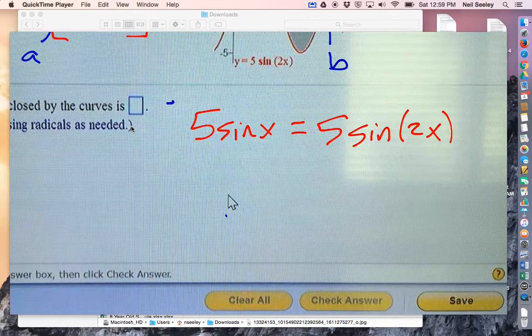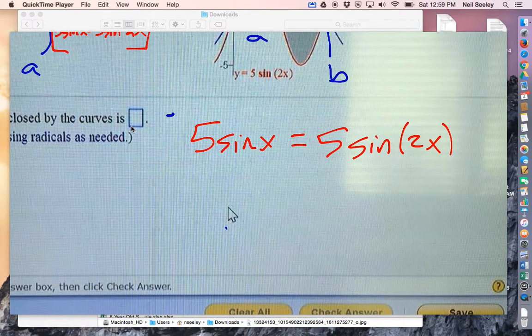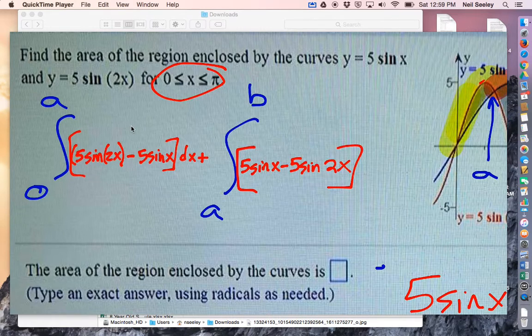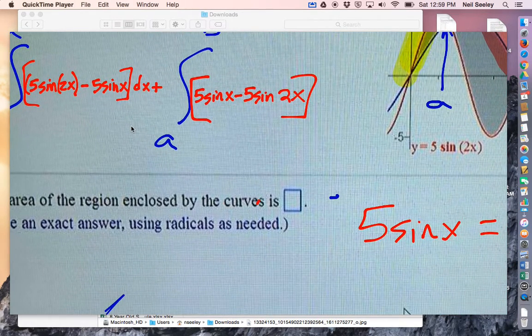And so what we're going to do is set them equal and solve for x, because the x is the intersection thing we need. That's the a and the b that we need for our integrals. And there are multiple solutions. What you're going to find out is that we're going to have a lot of solutions, but we're only interested in the solutions that fall in our graphed region, 0 to pi. So we're not looking for every possible solution. There's going to be a bunch of them.